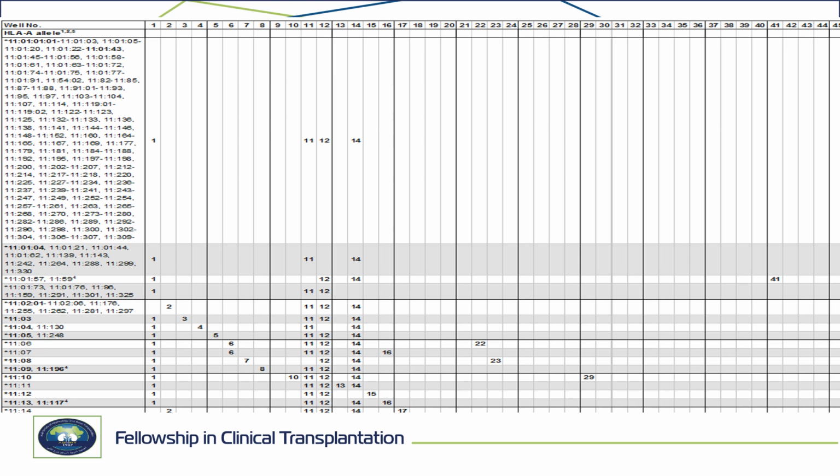So the first method, which is the SSO, is the low resolution typing. We usually would do this first to identify the antigen level, and then based on the antigen level, we can pull the tray that we want. So if your low resolution typing, the SSO typing, tells you this patient is A11, then we pull the A11 tray to know the high resolution typing.